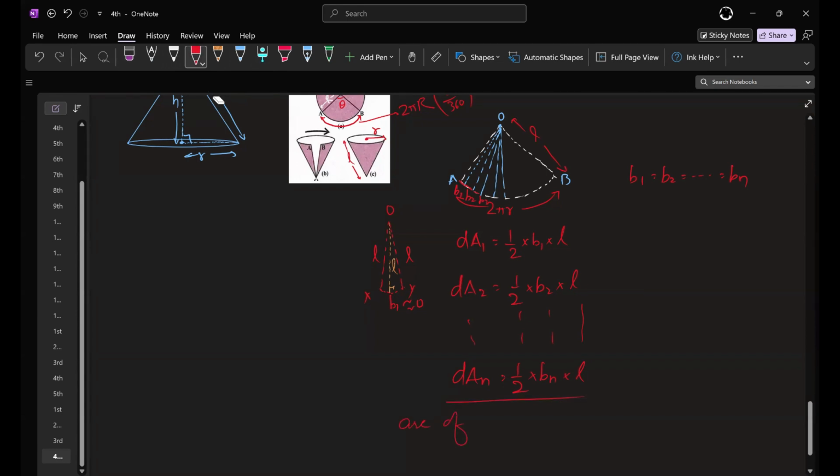Area of sector, right? All these small areas summed up together will give us the area of the sector. Isn't that right? This will be equal to half into L. Let's take common. In the brackets, what would be there? B1 plus B2 up until Bn. And now if we are doing B1 plus B2 up until Bn, it means this whole length we are talking about.